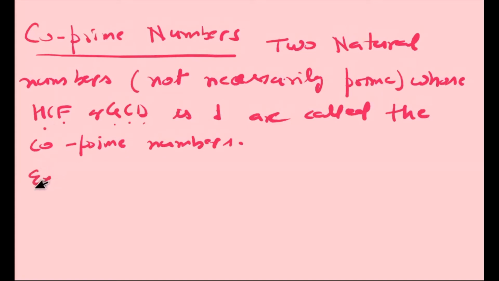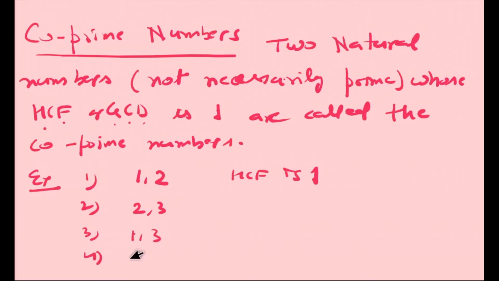Examples: two natural numbers. The first example is we can take 1 and 2, HCF is 1. Second example we can take 2, 3. Third example can be 1, 3. Fourth example can be 3, 4. Okay, HCF is 1 in all. You can find out the HCF of these examples, right? So it's a very important point. You have to learn these co-prime numbers.